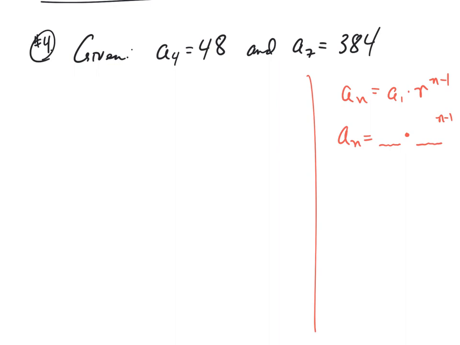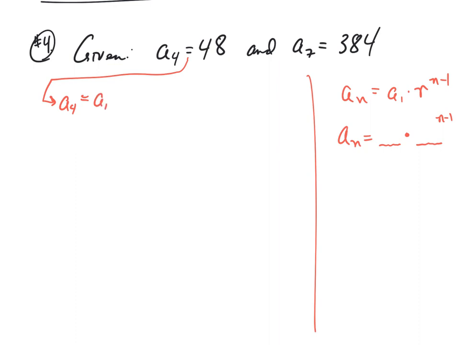So how are we going to figure them out? Well, what we're going to have to do is take our geometric sequence formula and apply it to a sub 4. Okay, so I'm going to take this a sub 4 and write what it's equal to.